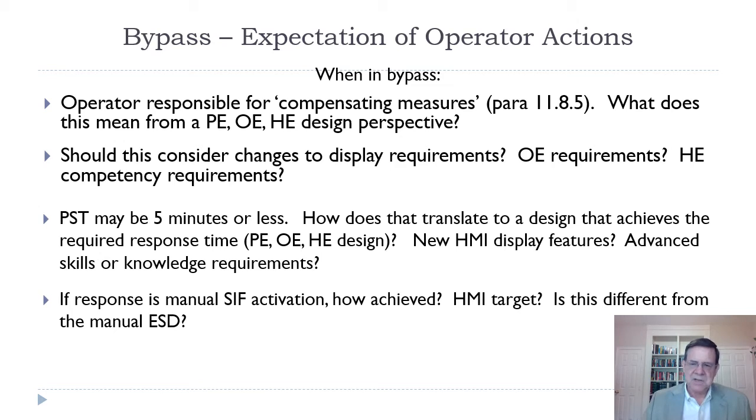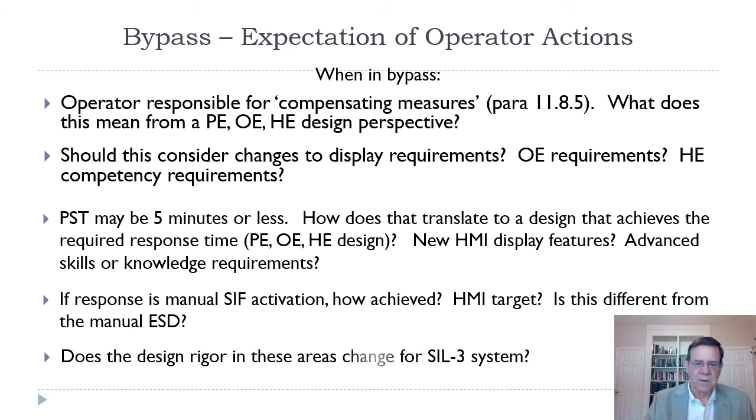And now the question is, if you're going to manually activate the SIF, through what? Where is the target? Is it an HMI target? Is it different from the manual ESD? So on the bypass side, these bits are scattered all through, but actually it's a single integrated design process. Because what happens when you put it in manual mode is it becomes an active human barrier, or you could view it as a safety critical task, and it needs to be designed holistically on all these parts, and that doesn't happen. And then the question is, is it different if this is a SIL3 system?